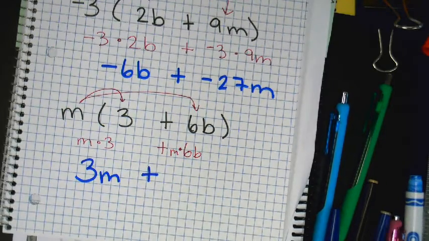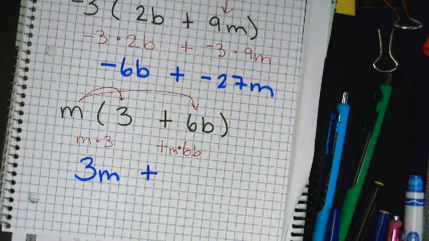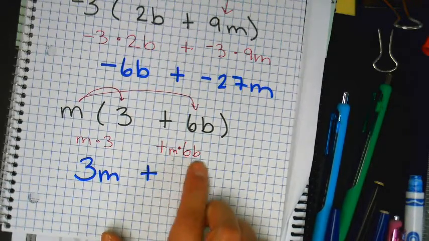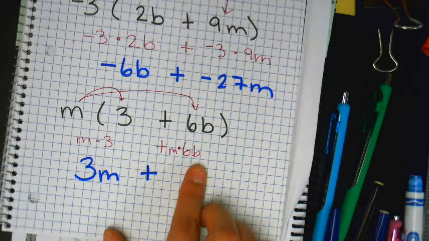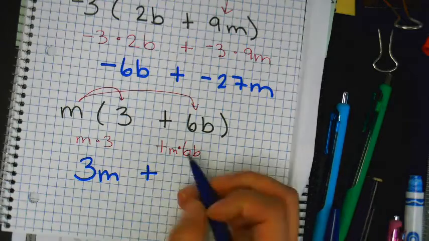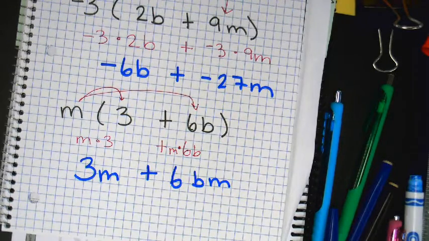Plus, now, when you have more than one variable in a term, because this is a term that we would circle if we were doing order of operations, you would put the number first and then the variables in alphabetical order. So, what's my number? 6. And then BM. This would be in alphabetical order. Whatever the variables are, put them in alphabetical order.